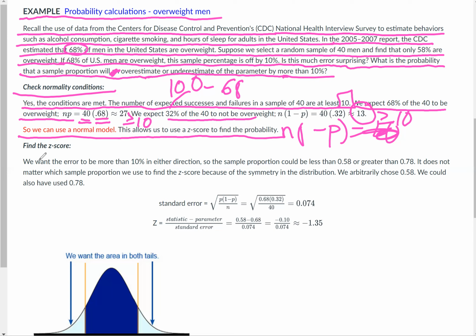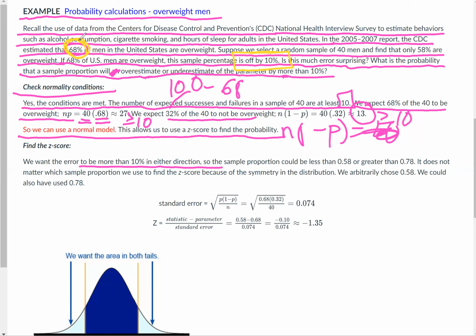Okay, we want the error to be more than 10% in either direction, because that was the question, right? They didn't say off by more than 10% in one direction. They just said off by 10%. That means it could be off by 10% in either direction. The number that we got, or that they described, was 58%. That was off by 10% in the smaller direction because it's 10% less.